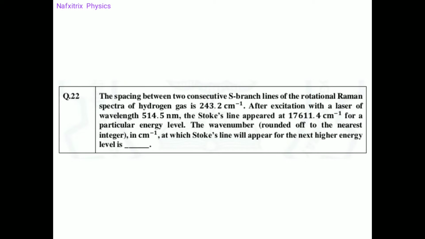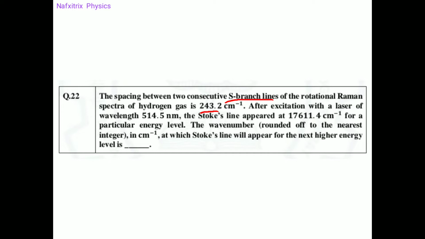The spacing between two consecutive S-branch lines of the rotational Raman spectra of hydrogen gas is 243.2 per centimeter. So here they have given us the spacing between two S-branch lines, for which delta J is +2, of the rotational Raman spectra of hydrogen, which is 243.2 per centimeter, and it has been given in terms of wave number, not in terms of frequency.